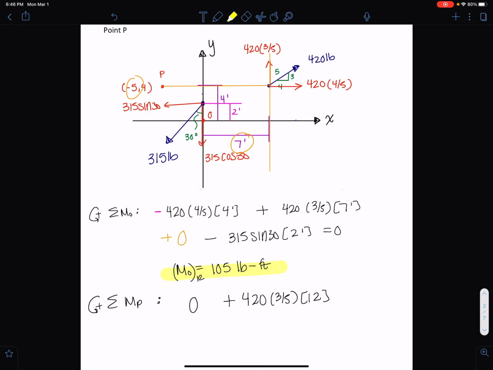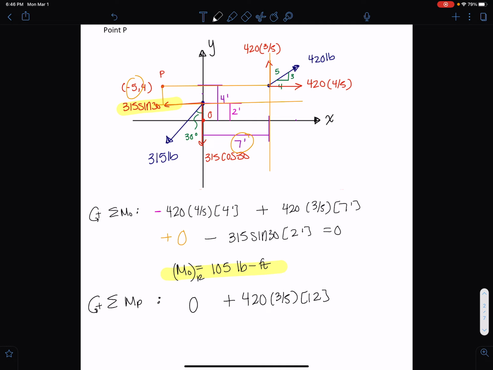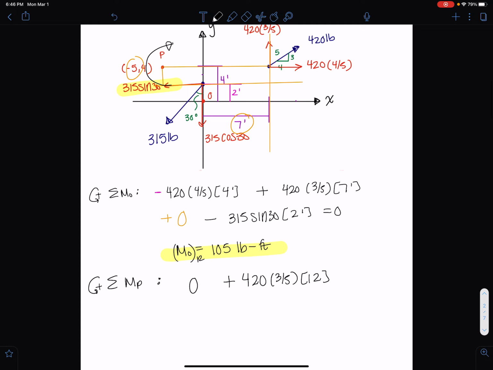Next force is 315 sine 30. Let's draw our line of action through this force to point P. That is going to be 4 feet minus 2 feet, which is just going to be 2 feet. And this force goes clockwise, so minus 315 sine 30 times 2 feet.